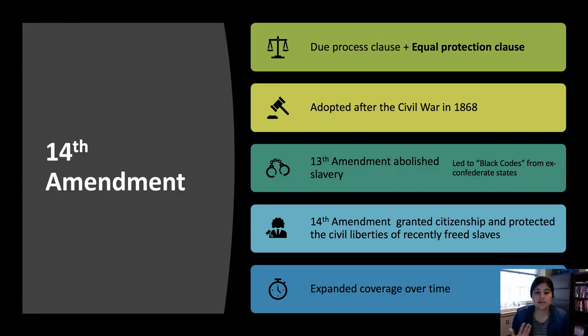You'll see that we've got some expanded coverage over time. So the Equal Protection Clause doesn't just deal with issues of racial discrimination anymore. It includes a number of other classifications. So as we note through a lot of the concepts we're looking at, while the Constitution was written hundreds of years ago now, it still evolves and changes over time based on court precedent.